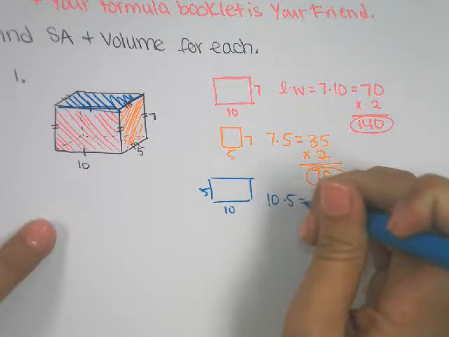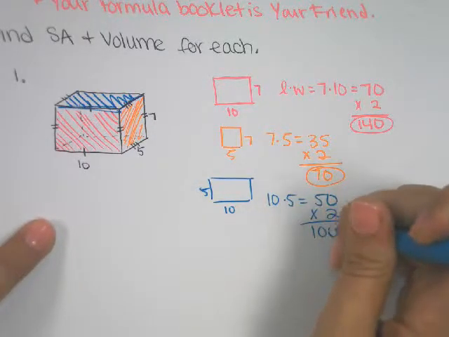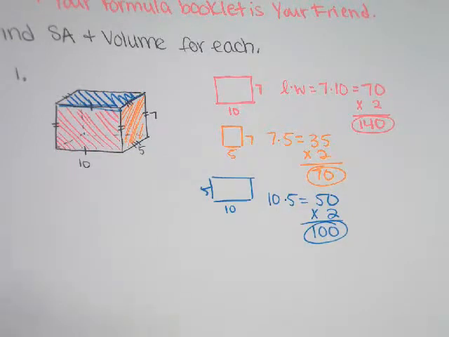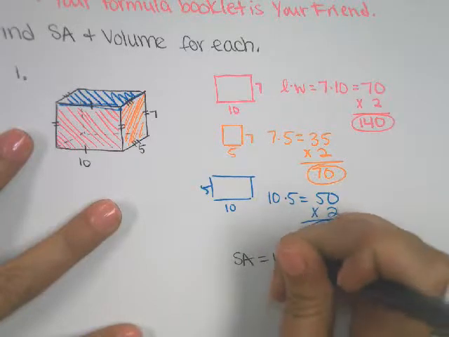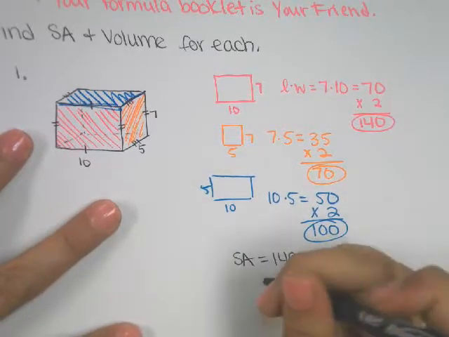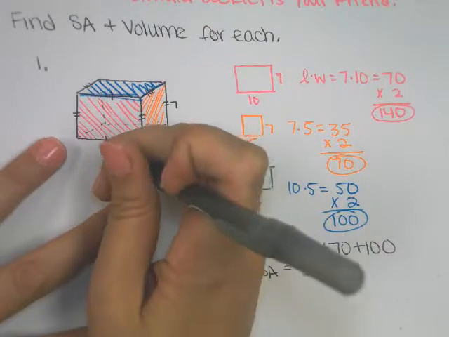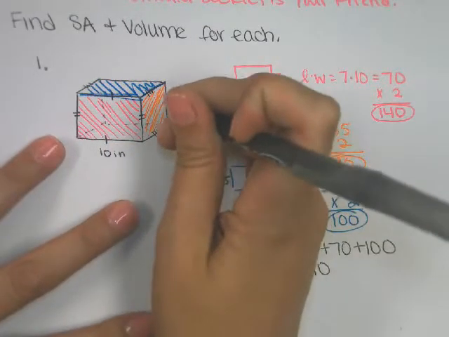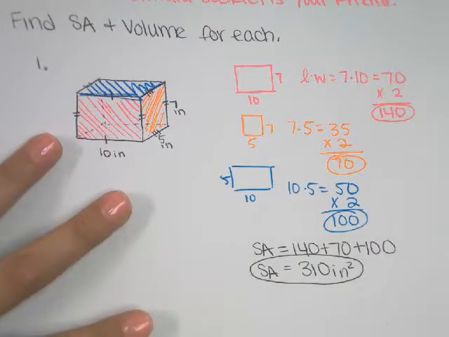So length times width, 10 times 5 is 50, but we have both a top and a bottom. So our surface area for this shape is just the addition of these. So surface area equals 40 plus 70 plus 100, which is 310. Now, if I was a good question writer, I would have put units on this. So let's say they're all in inches. Then your surface area is in square inches.